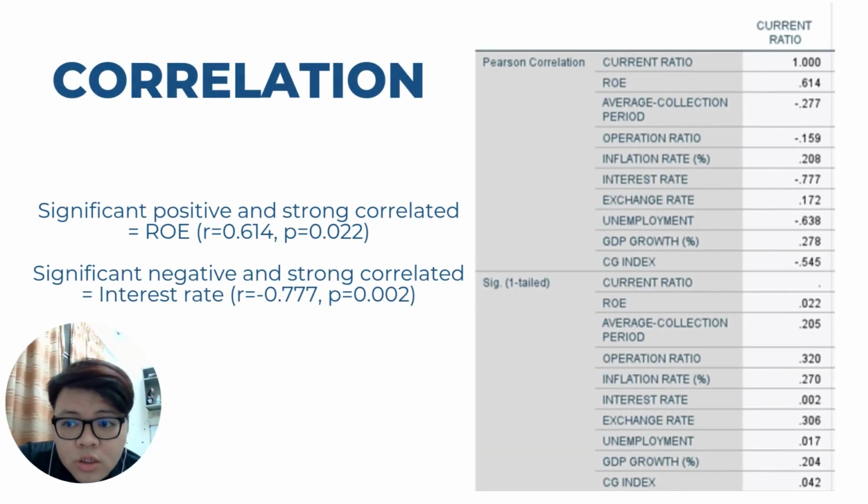For the correlation, with a p-value of 0.002, the results show a negative significant correlation between interest rate and current ratio, or the liquidity risk of ADCB. With a p-value of 0.021, the financial performance of ADCB, or ROE, is positively significantly correlated with GDP growth.